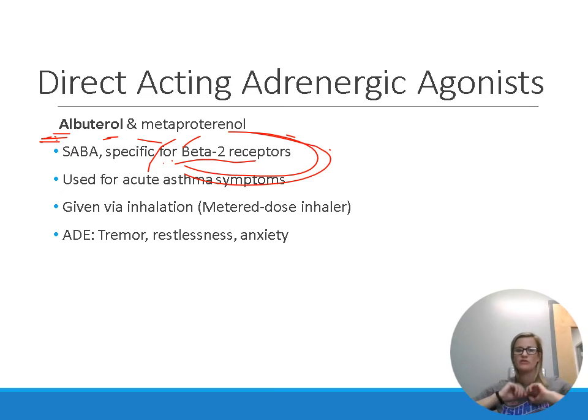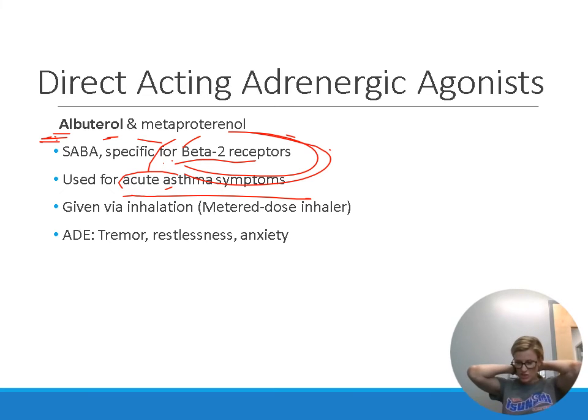Remember our beta-1 versus beta-2 conversation. Beta-1 in the heart, beta-2 in the lungs. So stimulating these beta-2 receptors causes smooth muscle relaxation in the bronchi. So bronchodilation dilates the airways to have increased airflow down into the lungs. This is used for acute asthma symptoms. So acute as in like an asthma attack, right?